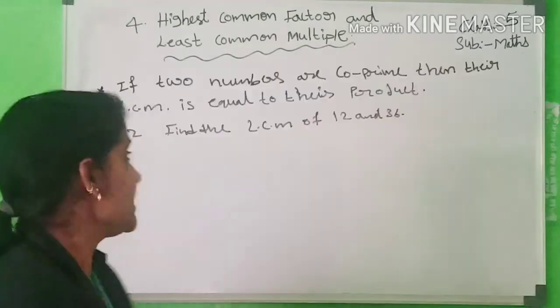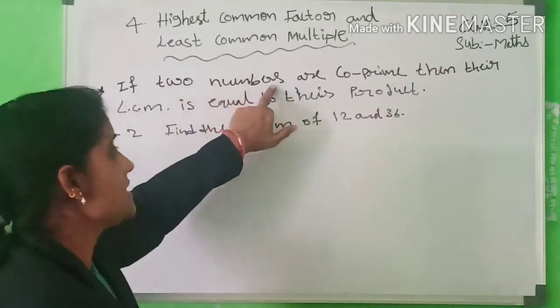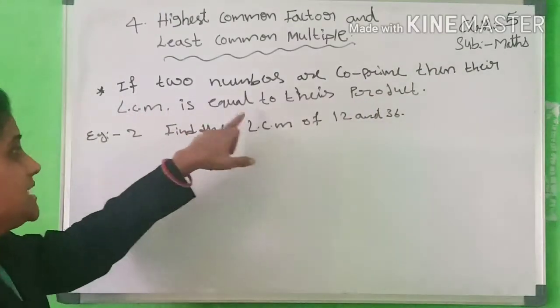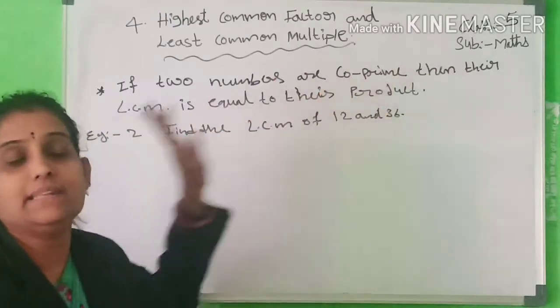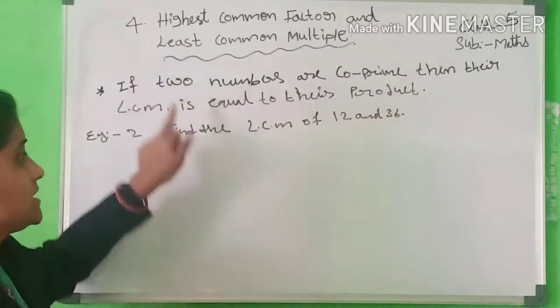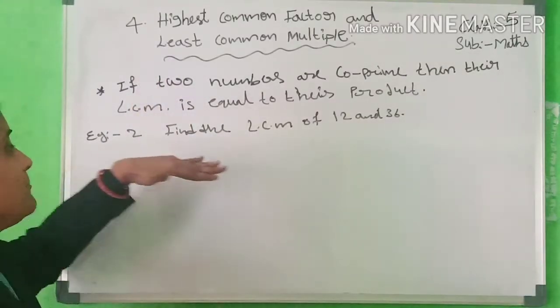Note this one. Okay, children. If two numbers are co-prime, then their LCM is equal to their product. Note this point. And example second.